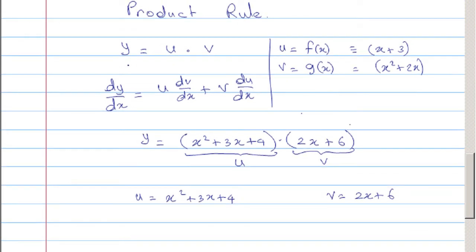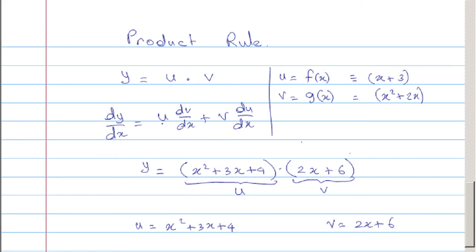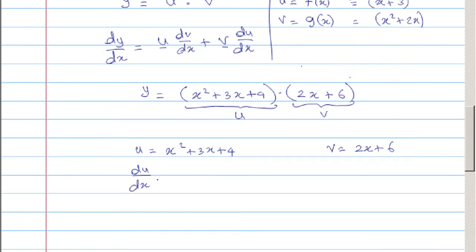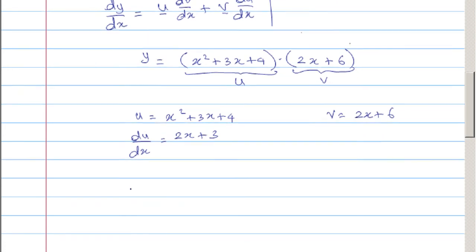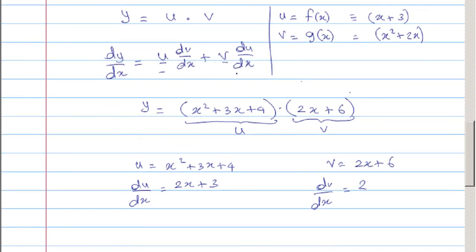And if you look at the solution here, what it says is if y is equal to u times v, dy over dx is equal to this. So I already have u and v. u and v are what's given in the question. So what I need to work out is dv over dx and du over dx. Now if I differentiate this function, I can get du over dx. So I get 2x plus 3. That's differentiating x squared plus 3x plus 4. And dv over dx would be equal to differentiating this function with respect to x. I get 2.